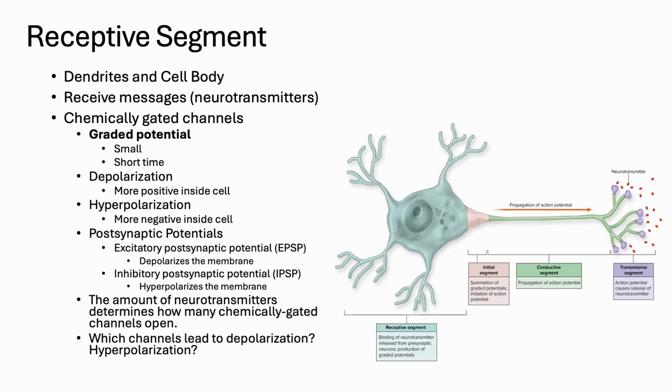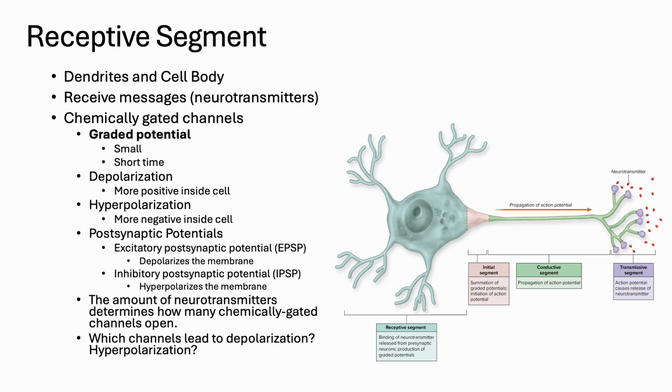So in this video, we're going to look at the neuron in different segments and talk about what's going on in each of these segments as far as receiving and sending signals. So we're going to start with the receptive segment, and this part of the neuron is both the cell body and the dendrites. And the goal of the receptive segment is exactly what it sounds like, to receive messages.